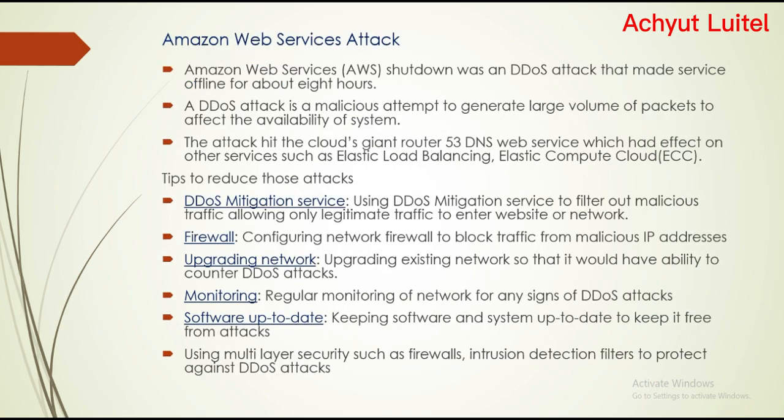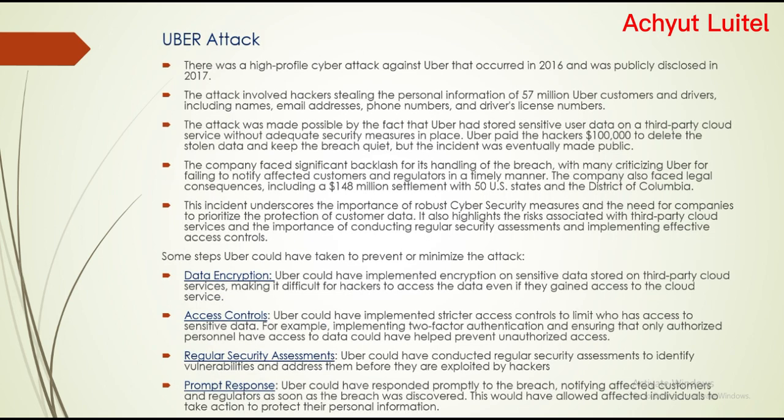So another one is the Amazon Web Service attack. There was also a DDoS attack, and it was out of service for 8 hours. So here the tips to reduce those attacks are the use of firewall, operating network monitoring software, keeping software up to date. And the next one is the Uber attack. So this happened in 2016 because of the fault of the company of not being able to secure the user privacy.